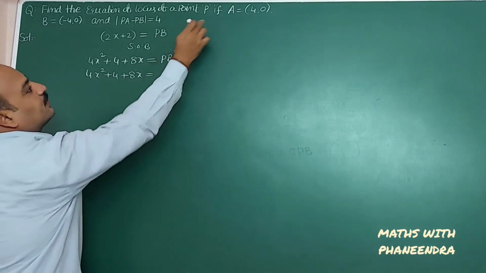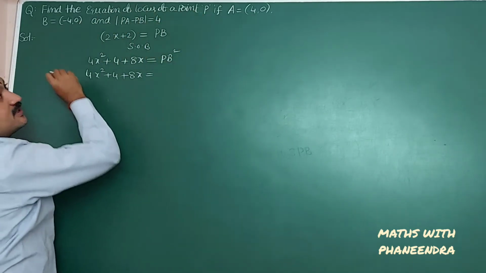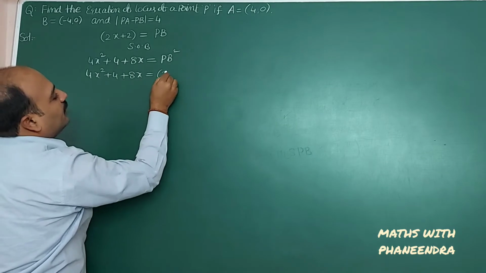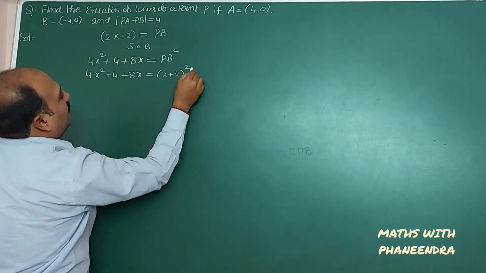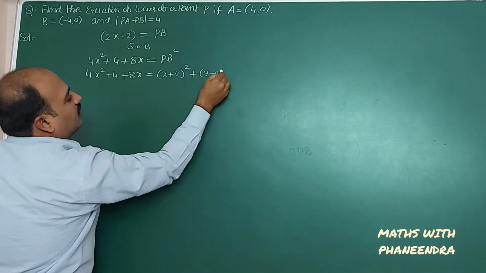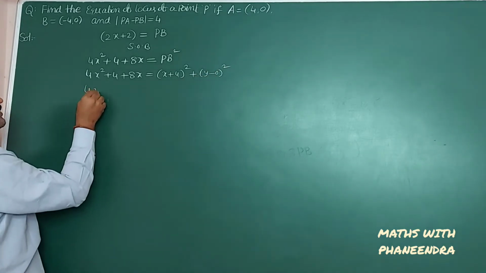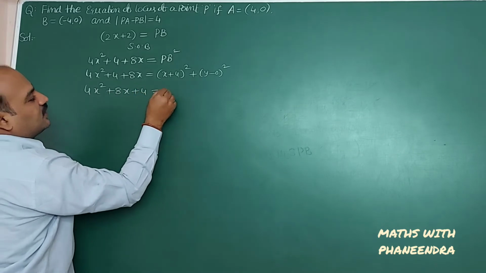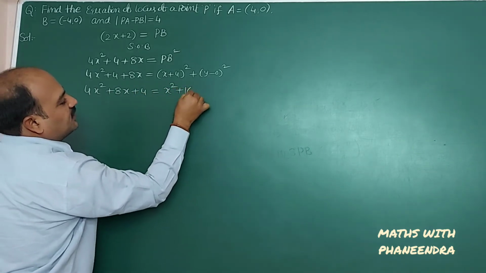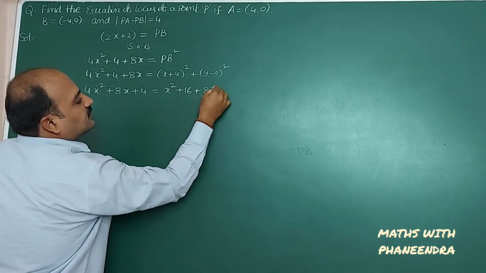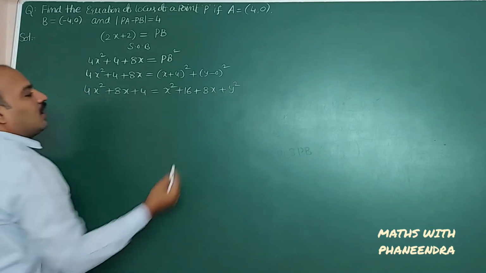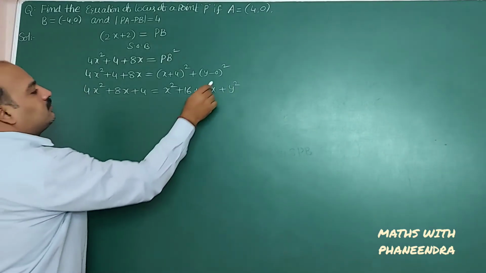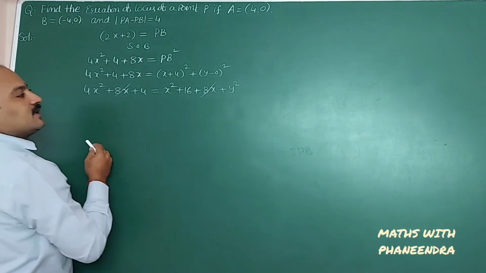PB square means, P point is x comma y, B point is x minus 4 comma 0. So (x minus of minus 4) whole square plus (y minus 0) whole square. So 4x square plus 8x plus 4 is equal to x square plus 16 plus 8x plus y square. Now on both sides 8x cancel.